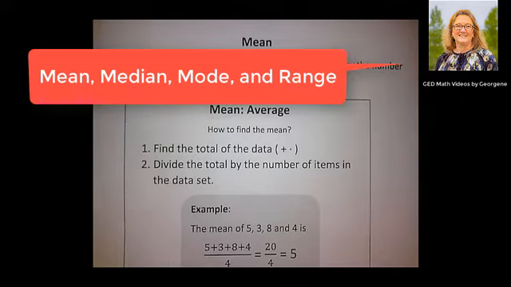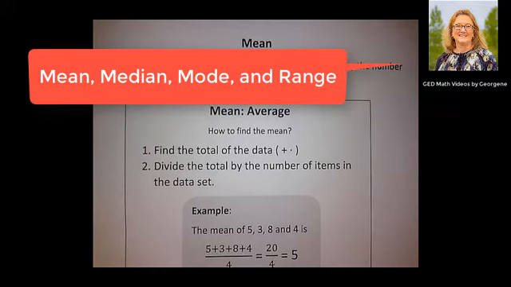Hi, in this video, we're going to take a look at the measures of central tendency, mean, median, and mode, as well as the measure of spread, which is range. And we're going to jump in and start right with mean.